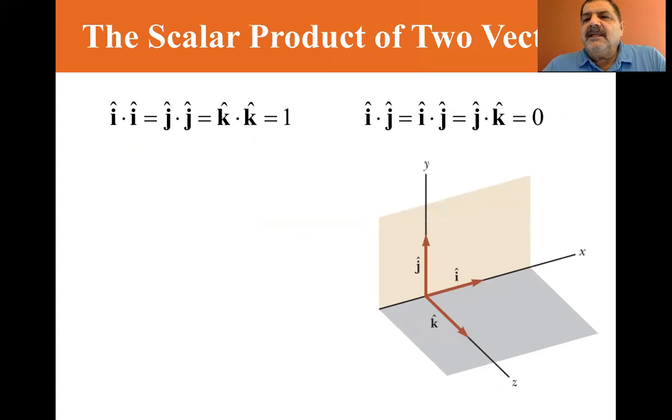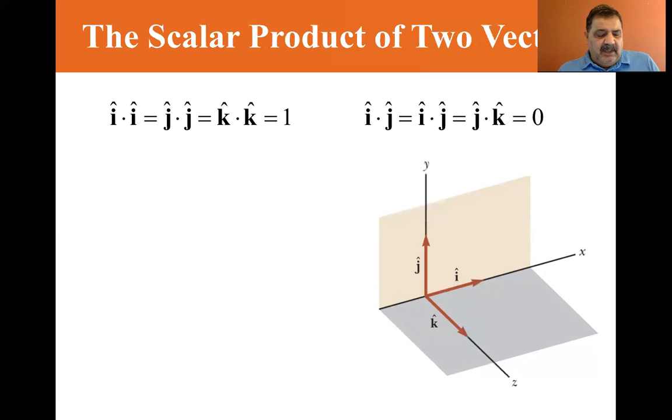I dot I equals J dot J equals K dot K equals 1. And also, if you look at the orthogonal ones, since the cosine of 90 degrees equals 0, I dot J, I dot K, and J dot K all equal 0.